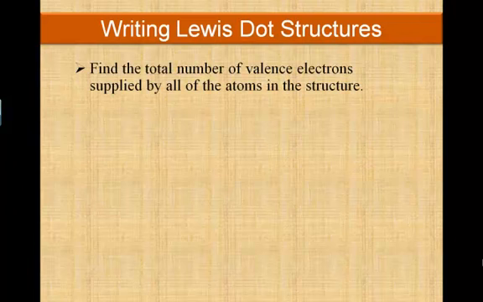Let's look at the steps. The first thing that you're going to do is figure out the total number of valence electrons supplied by all of the atoms in the structure. We only take into consideration the valence electrons, not all of the electrons in the atoms.